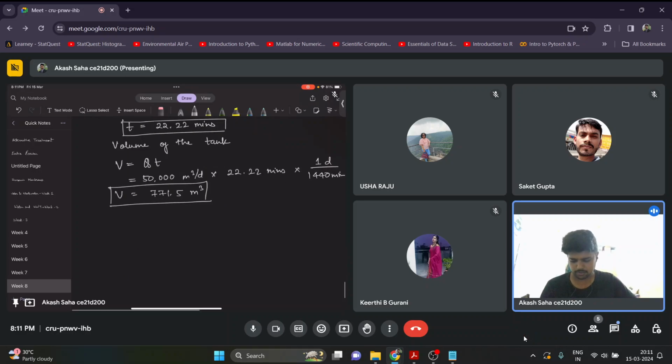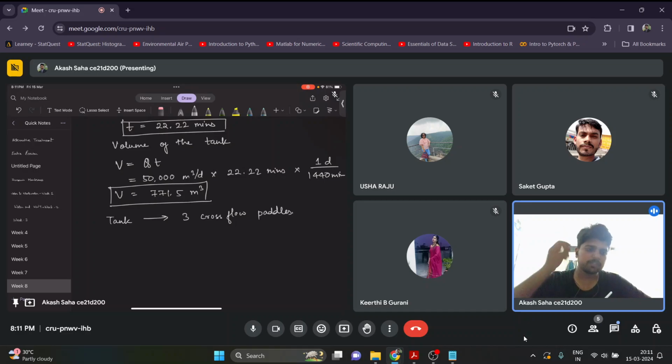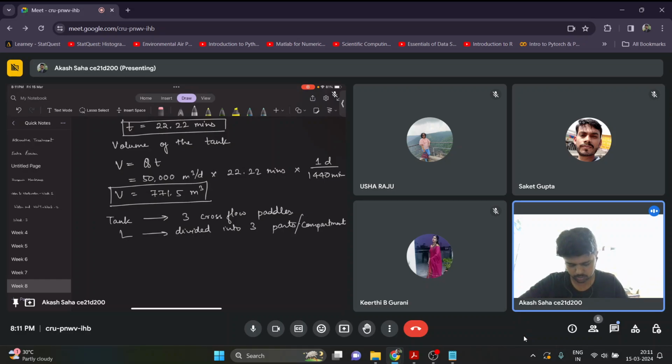Now another thing is also given, that the tank should have 3 cross flow paddles. So my total length will be divided into 3 parts, or we can say 3 compartments. My total length will be divided into 3 compartments.